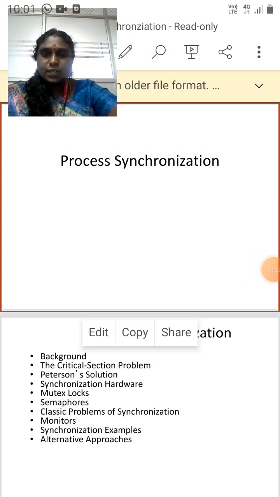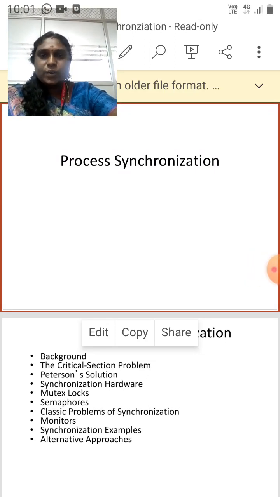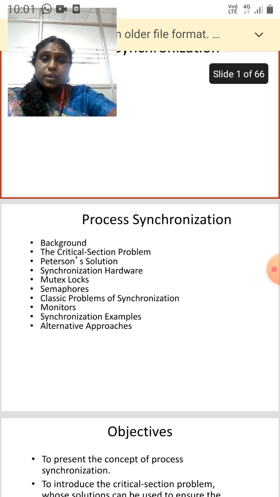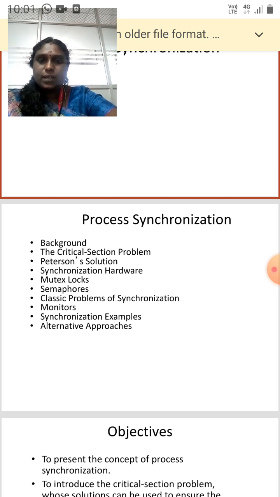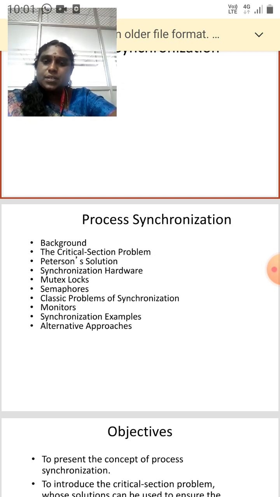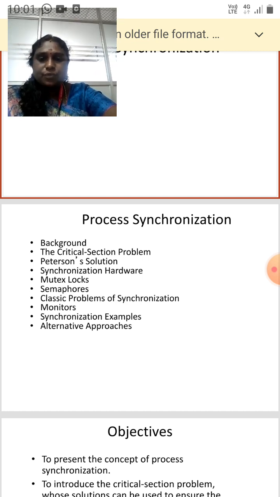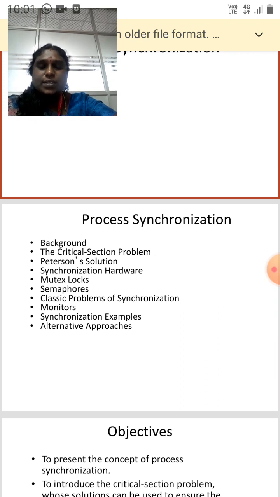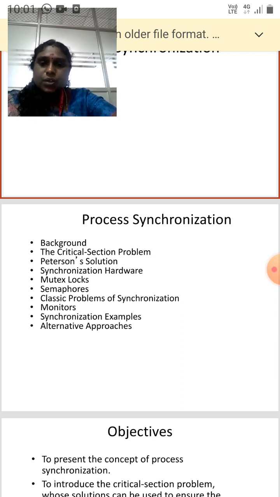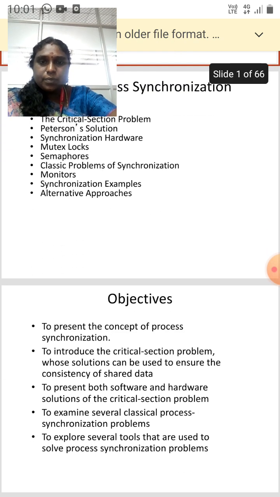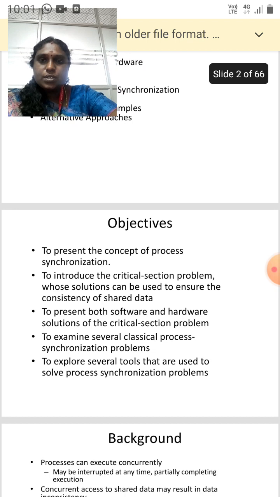I'm Dr. Sumitra. I'm here to present to you the process synchronization concept in operating systems. In process synchronization, we will be discussing the basic background, the critical section problem, and the Peterson solution, synchronization hardware, mutex locks, and semaphores, classical problems of synchronization, monitors, synchronization examples, and alternative approaches.